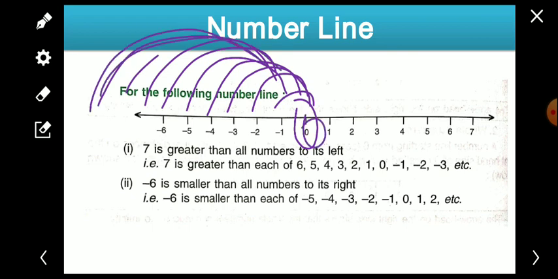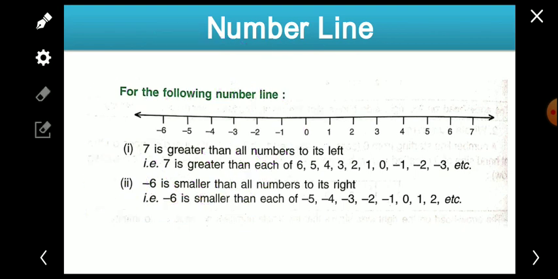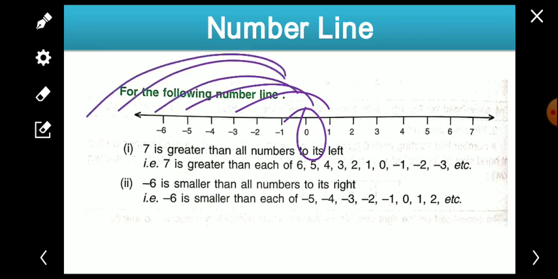It means 0 is bigger than minus 1, 0 is bigger than minus 2, 0 is bigger than minus 3, 0 is greater than minus 4, 0 is greater than minus 5. Like this, 0 is greater than all the negative numbers. Why? Because it lies on the right side of each and every negative integer.